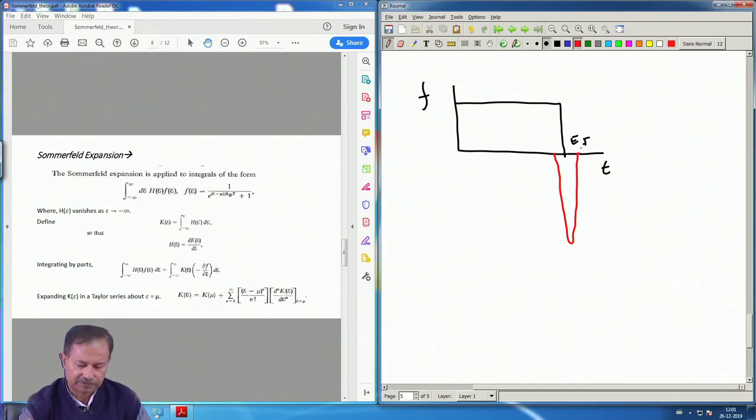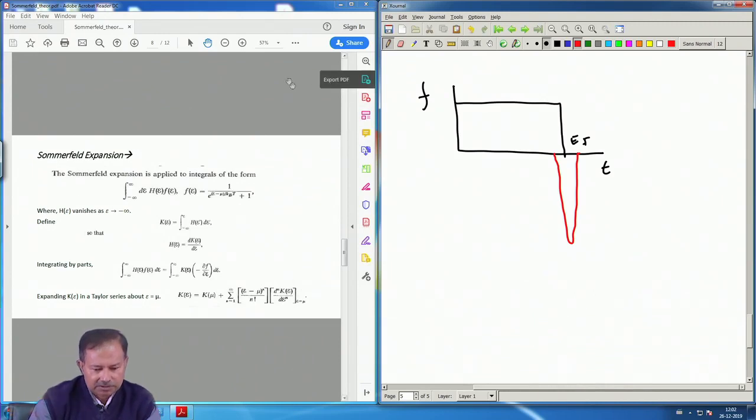So, minus del f del E is a very sharply peaked function around the Fermi level, and it is an even function. This is very important: you can calculate the derivative and check that it is an even function with respect to E. That means, if E goes to minus E, the derivative does not change. These two facts are going to be used. So, this integral can be written as the integral of K(E) times minus del f del E dE. Now, K(E) is expanded in a Taylor series about the chemical potential. This is the standard Taylor series expansion. Let us go ahead and see what we do next.